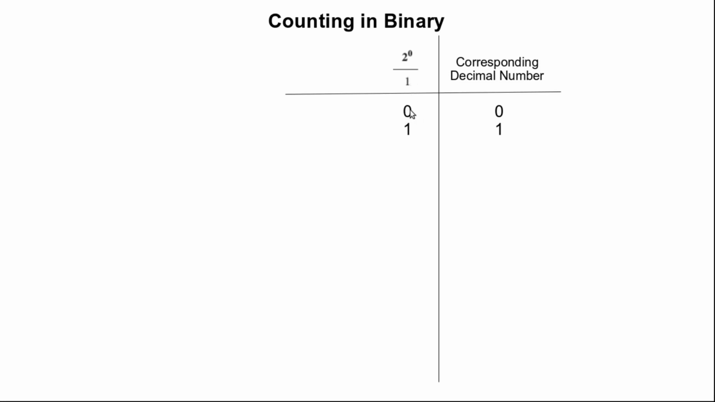Now when we put 0, the corresponding decimal number will be 0 into 1, which will be equal to 0. If I put 1, then 1 into 1 will give us the decimal number 1. So decimal number 0 will be represented as 0 in binary, and decimal number 1 will be represented as 1 in binary. Next, if we want to represent 2, it's not possible to represent 2 using only one bit, because using one bit we can represent only these two numbers.